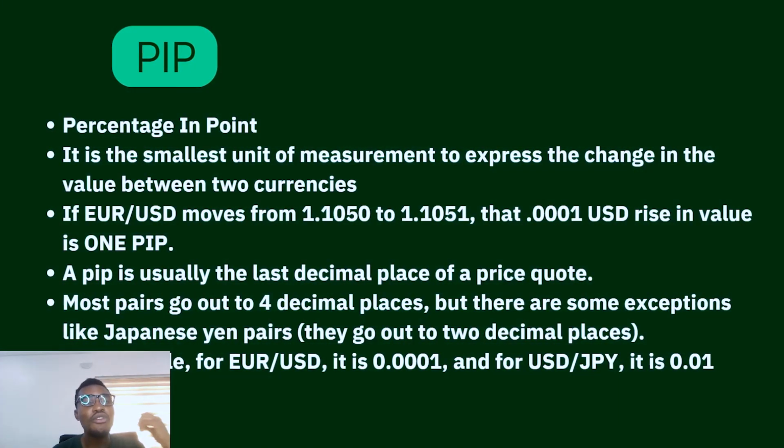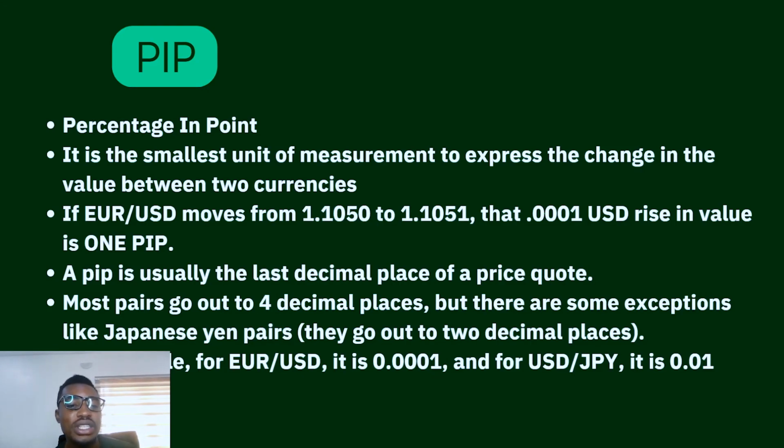And now, moving forward, what is a pip? Pip simply means percentage in points. Pip is the smallest unit of measurement to express the change in value between two currency pairs. That sounds like too much for a start, but let me just explain. It's very simple to understand.